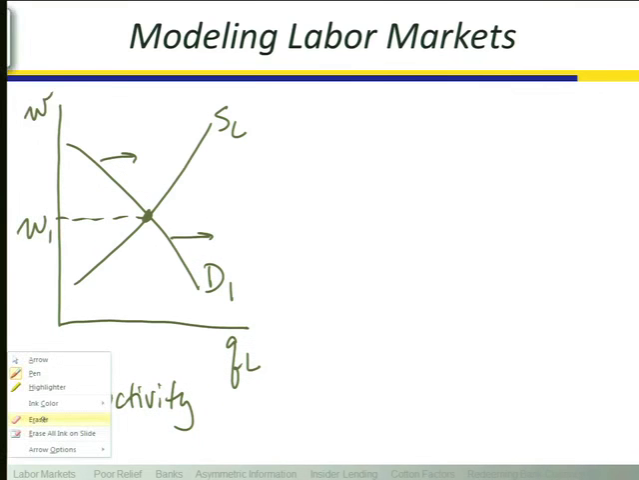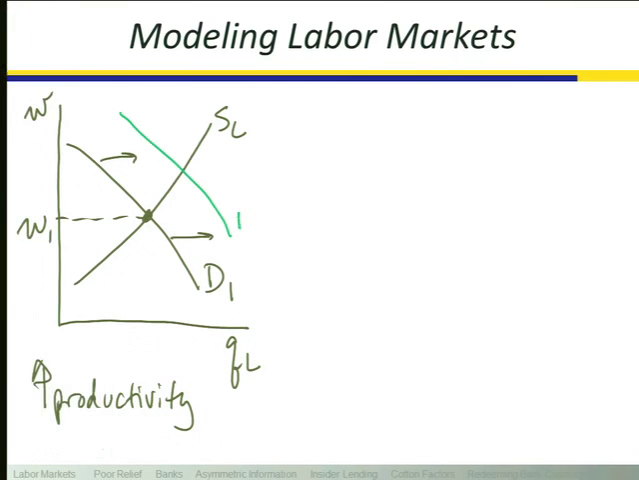Gives you a second demand curve, I'll call it D2, to the right of the first demand curve as a result of the increase in productivity, and those increases in productivity are passed on to the workers in the form of higher wages. So we get the increase in wages out of our model that we see in the data, it comes as a result of the increase in productivity.